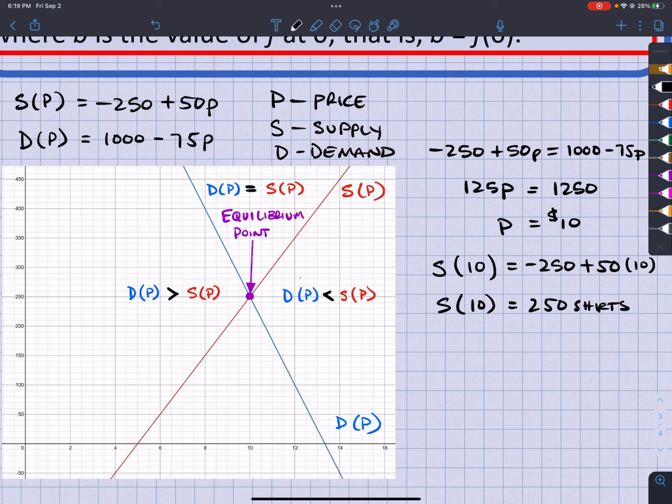And if I was to look at the demand, it should be exactly the same, 250 shirts. So let's go ahead and take a look. So if I look at not the P of, the D of 10, that is equal to 1,000 minus 75 times 10. Yep, D of 10 is also equal to 250 shirts.